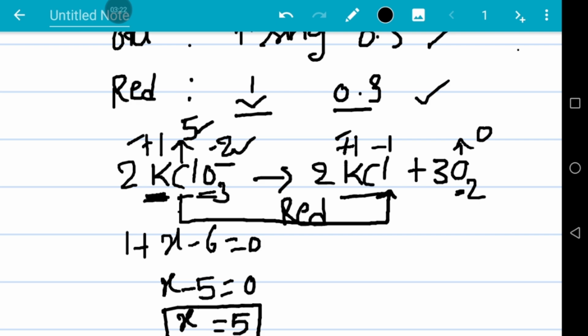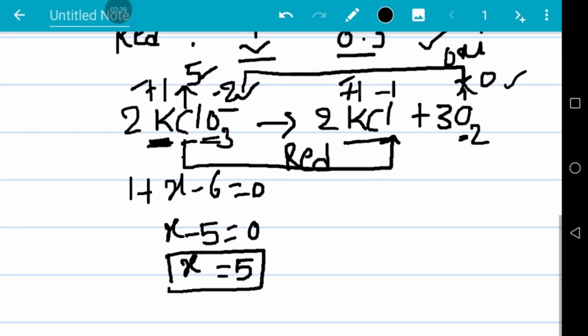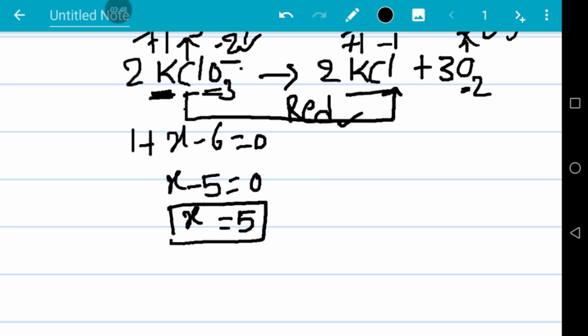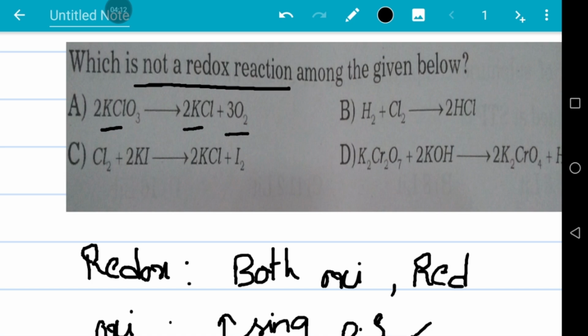Next, oxygen: here the oxidation state is -2, and on this side it is 0. So the oxygen oxidation state changes from -2 to 0, which means the oxidation state increased, so that is oxidation. In this reaction, chlorine is involved in the reduction and oxygen is involved in the oxidation. So both oxidation and reduction take place, and that's why it is a redox reaction. They are asking for not a redox reaction, so option A is a redox reaction.